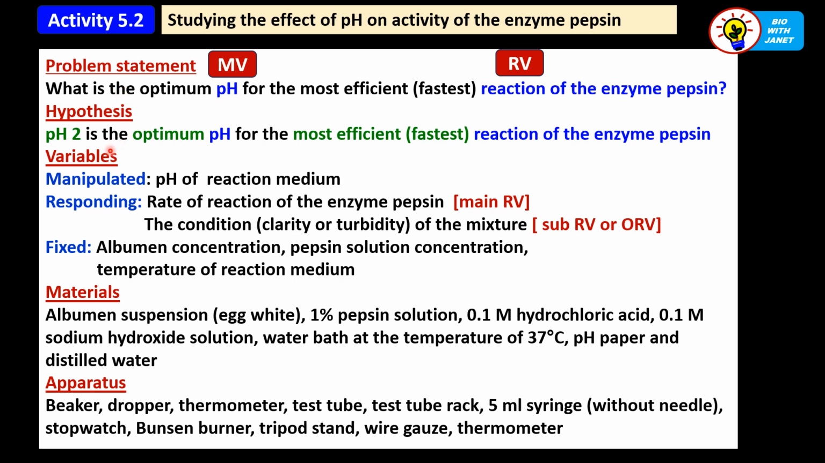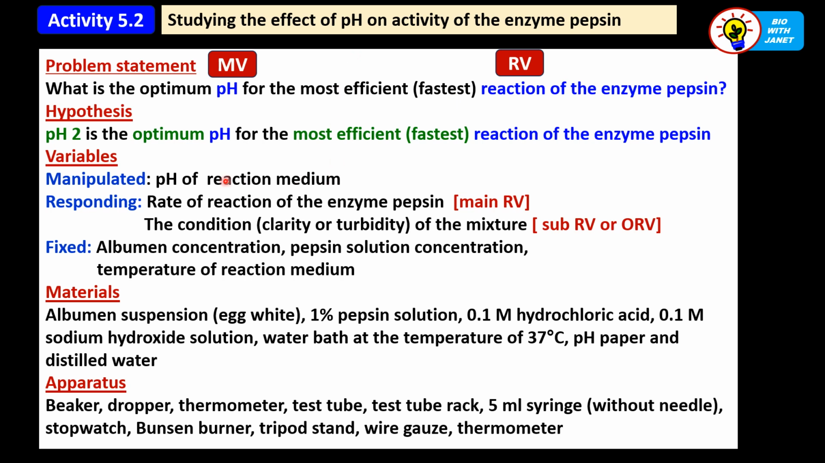So the hypothesis here that we need to prove in the experiment is that pH 2 is the optimum pH for the most efficient or fastest reaction of the enzyme pepsin, alright? So again, check whether you have your MV, RV and the correct relationship, which is what you should have for hypothesis. Now, MV is your pH, RV is your reaction, the reaction of the enzyme pepsin. And your relationship is the pH 2 is the optimum pH for the most efficient reaction or fastest reaction, okay?